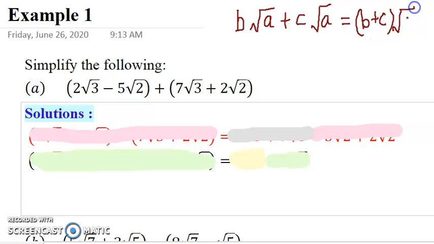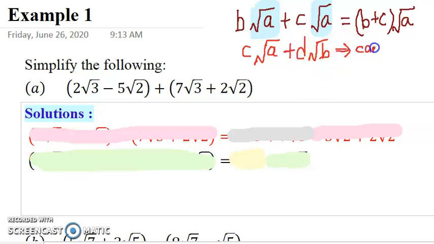bracket square root of a. It's as if we have a common term of square root of a, then we do factorization. And what if I happen to have two different surds, let's say square root of a and also square root of b, say c square root of a and d square root of b, and I want to add them up? In this case, we cannot simplify. We will just leave it alone in this form.